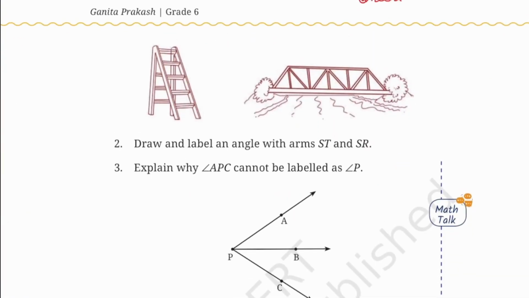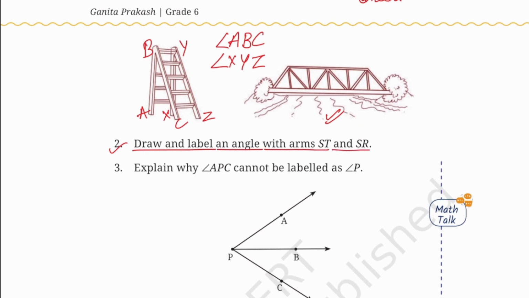Similarly, you can mark points like A, B, C here and X, Y, Z here. The angles could be angle ABC, angle XYZ. Similarly, for this picture, you can name the points and mark the angles. 2. Draw and label an angle with arms ST and SR. Since S is common in both line segments, the vertex will be at S.